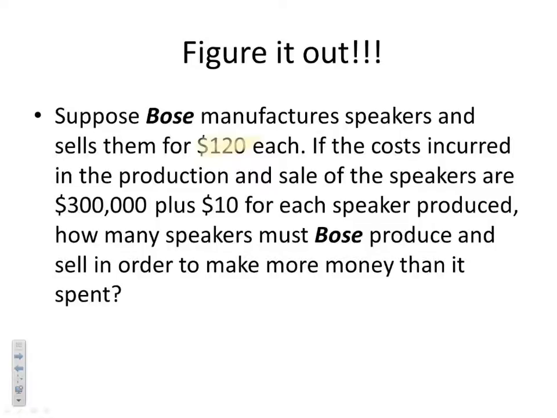And what else do we know? Let's see. It says, if the costs incurred in the production and sale of the speaker are $300,000 plus $10 for each speaker, well, you have to come up with a variable, right? It sounds like, because we have all these dollar amounts, but nothing about how many speakers we're selling, right? So you should probably define a variable, all right, for this. And I would define my variable to be X, and I'm going to let X equal the number of speakers sold.